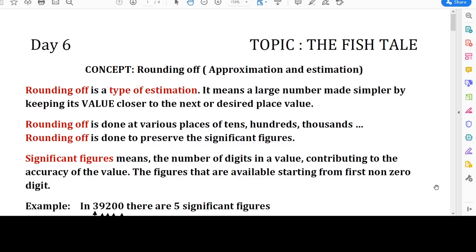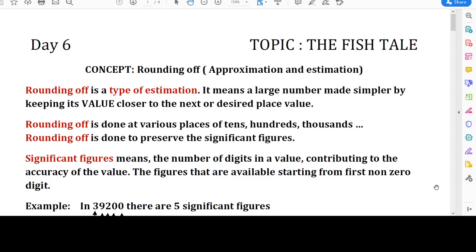Good morning, children. Today is the sixth day, and we are going on with the topic, the fish tail, and the concept for today's topic is rounding off. We will approximate and estimate.